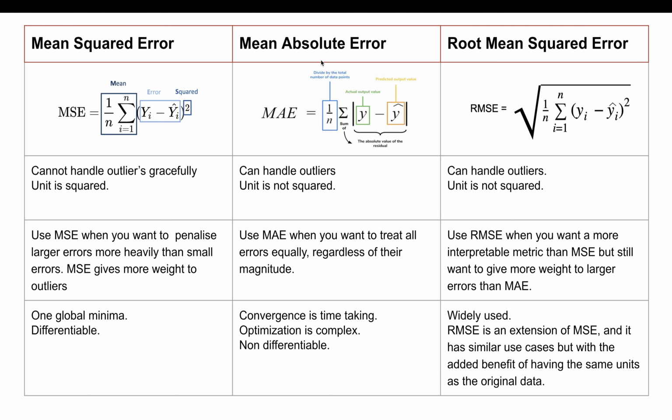Now, similarly, there is something called mean absolute error. In the case of absolute error, you are not trying to square it. You are just trying to get the modulus of it.